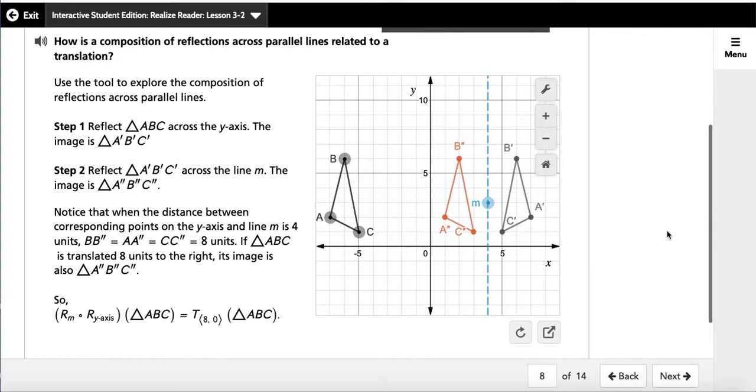So we have the original triangle ABC. It gets reflected about the y-axis and ends up at A prime, B prime, C prime. And then that image gets reflected about the line M, which is right now at x equal 4, and it ends up at A double prime, B double prime, C double prime. That's how you can notice the progression.